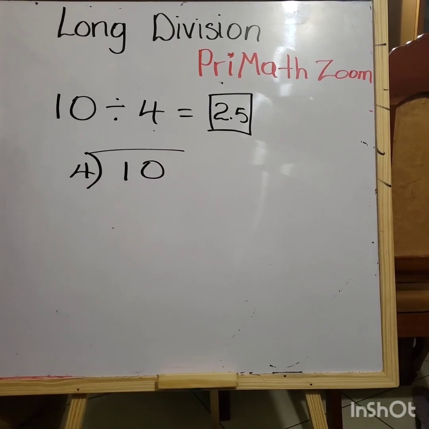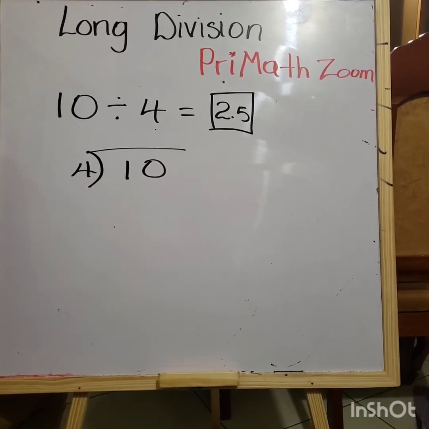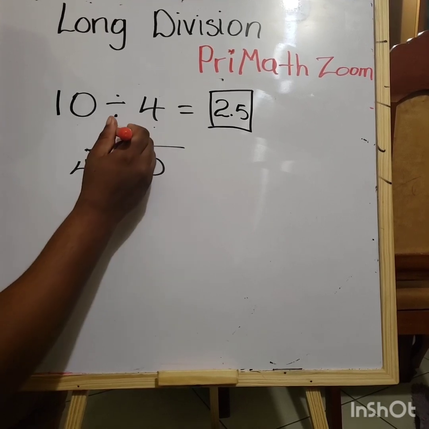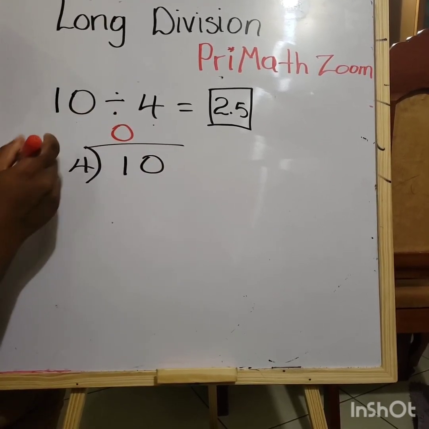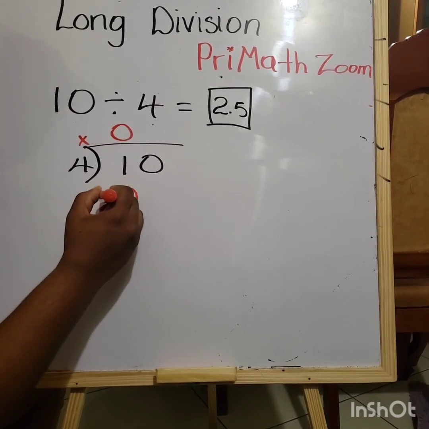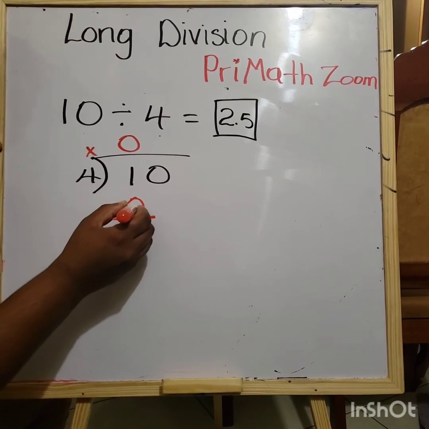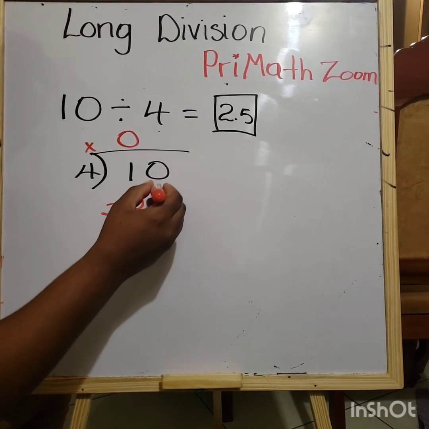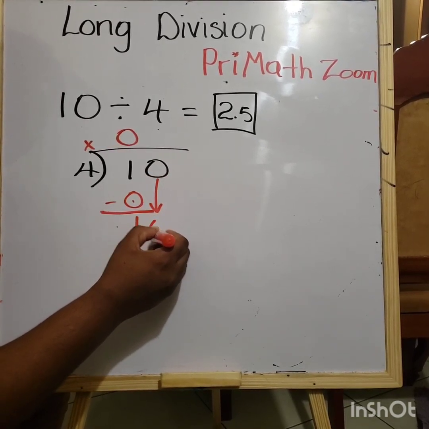All right, so let's go. 4 into 1 can't, so write our 0 here and multiply by 4. 0 multiplied by 4, 0. Subtract from 1. 0 from 1, 1 time, and then we bring down the other digit.